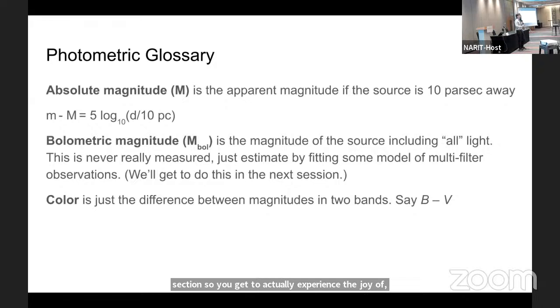And lastly, color in observational astronomy has a precise definition. This is the difference between magnitude in 2 bands. So say if you take the magnitude in the B band subtracted by the magnitude in the V band, we call that the B minus V color.